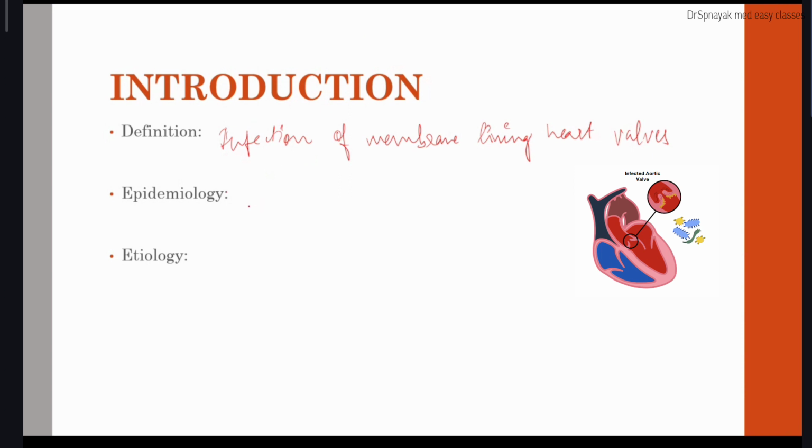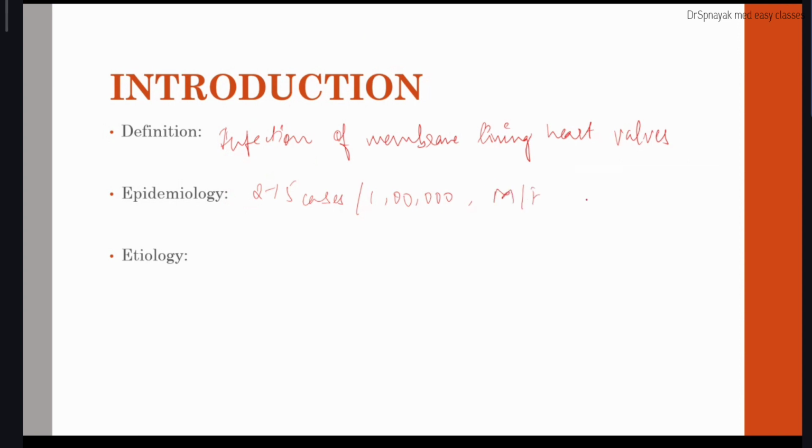Then the prevalence or epidemiology of this condition. So 2 to 15 cases are found per 1 lakh people, and the male to female ratio is 2:1. There are two types of endocarditis, prosthetic endocarditis and native valve endocarditis. Native valve endocarditis is approximately 71 to 78%, and prosthetic valve endocarditis is approximately 13 to 17% of the total cases.